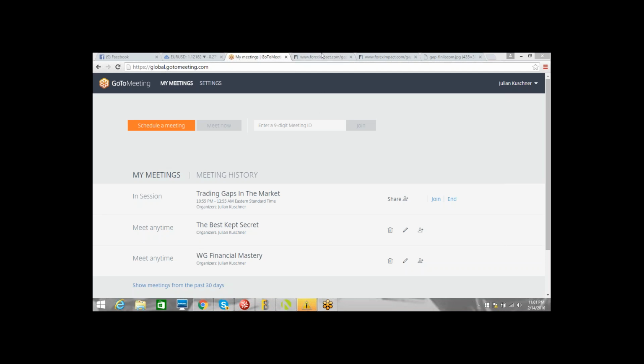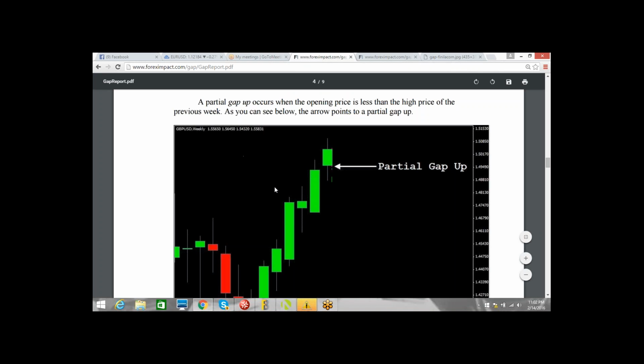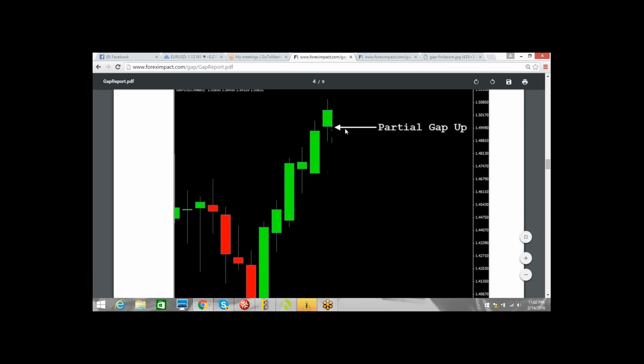So now what I want to show you is there's two types of gaps basically, partial gaps and full gaps. Here is an example of a partial gap. Let me explain how you know that it's a partial gap, what exactly that means. Are you guys able to see this?